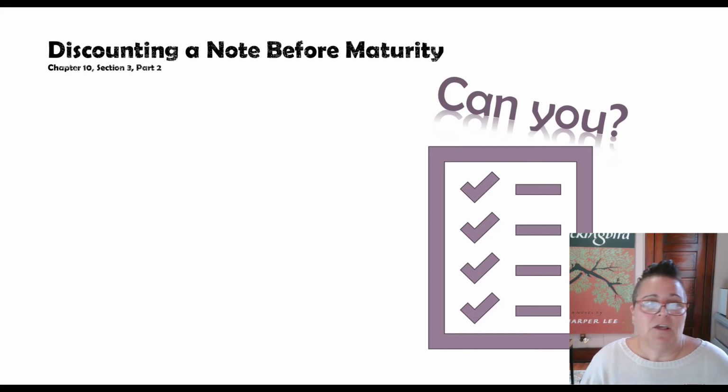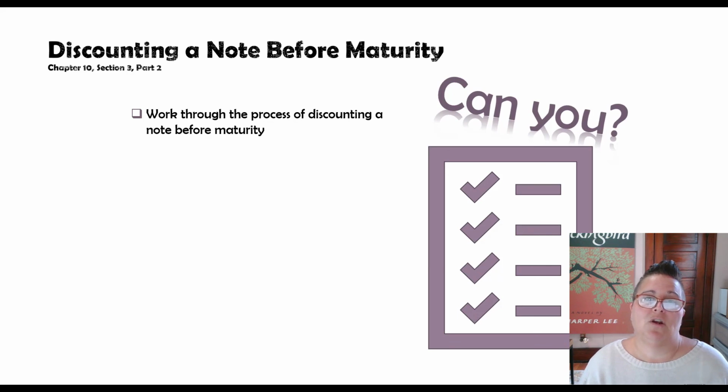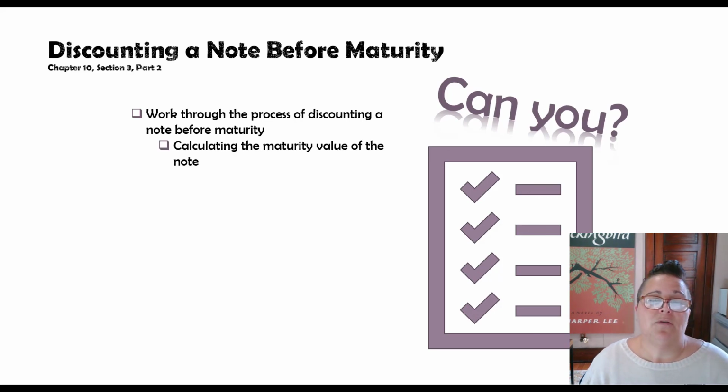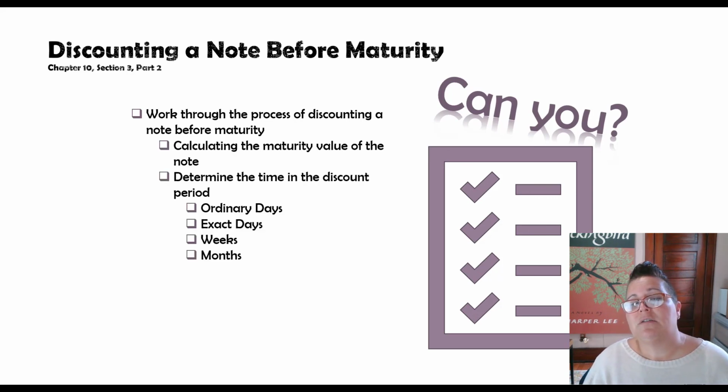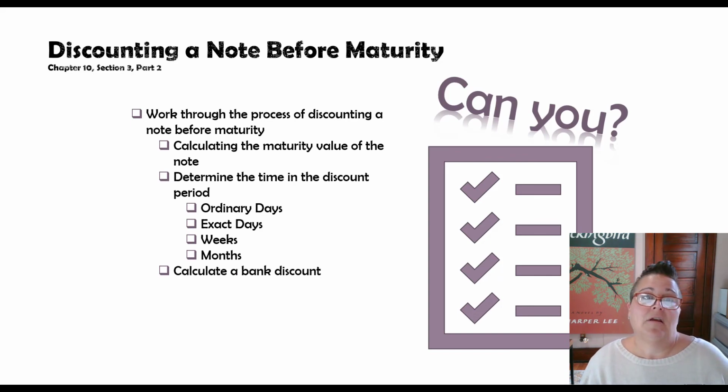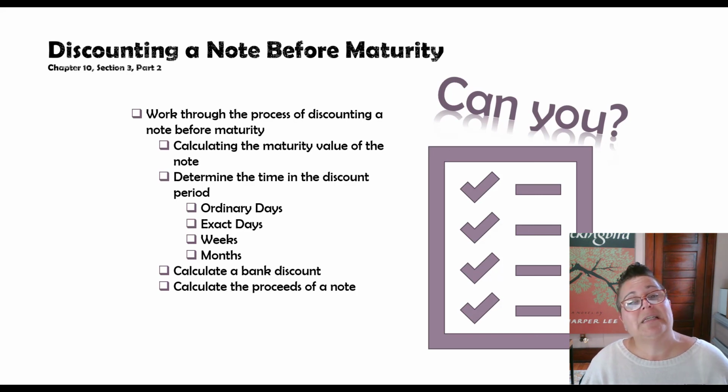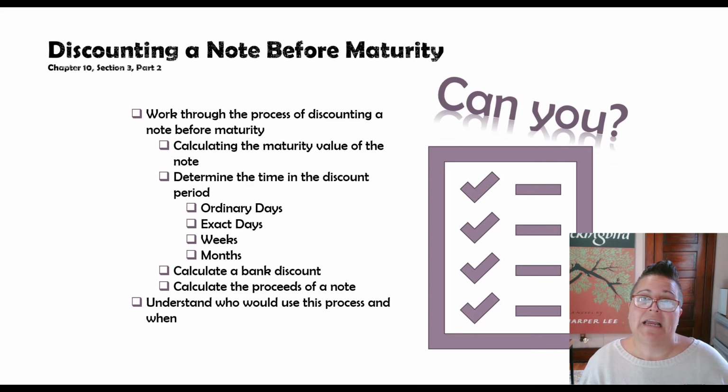Do you feel like you can work through the process of discounting a note before maturity? Do you feel fairly confident that through watching this video or checking the list in the textbook or referring to your notes, you could work through one of these successfully? Do you know that you can calculate the maturity value of the note? Do you have a way to determine the time in the discount period? Do you feel confident in calculating a bank discount or finding the proceeds? And do you have an example of who would use this process and when?